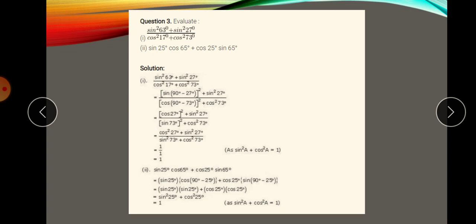Then cos square 27 plus sin square 27 is equal to 1. In the same way, down also we converted. 17 means 90 minus 73. Then sin square 73 plus cos square 73 is 1. Then 1 by 1 is 1.